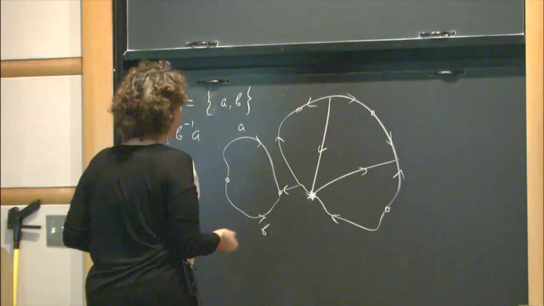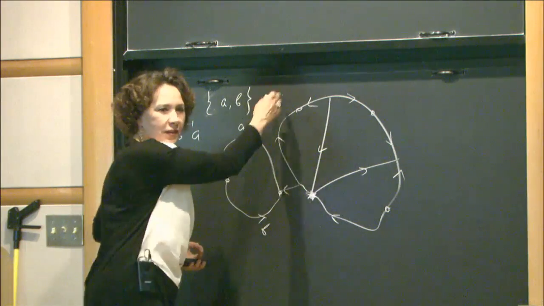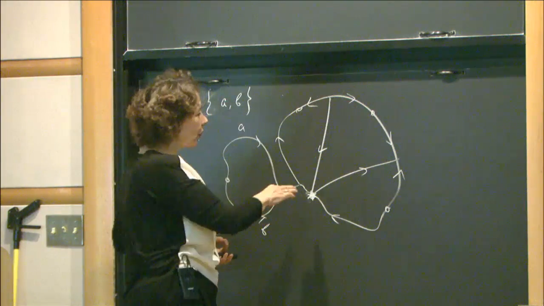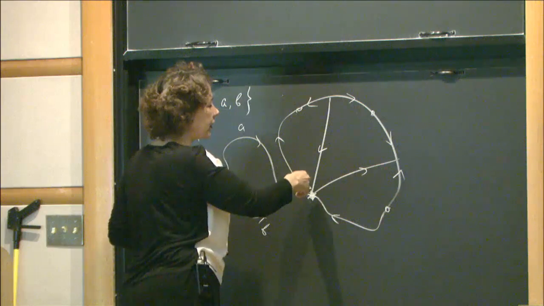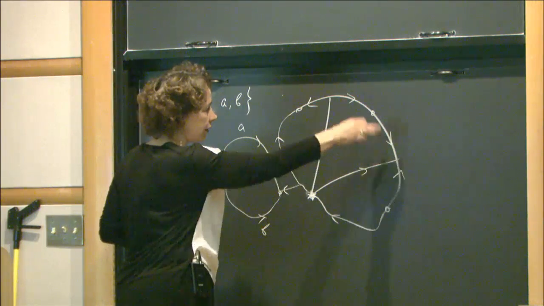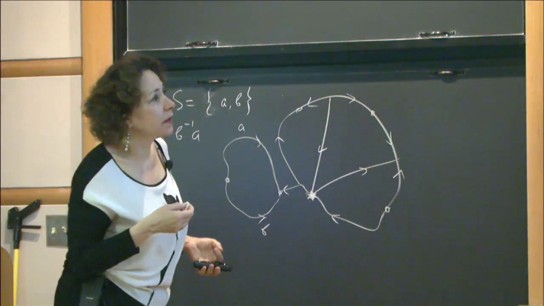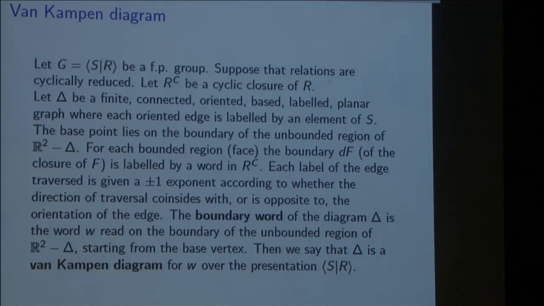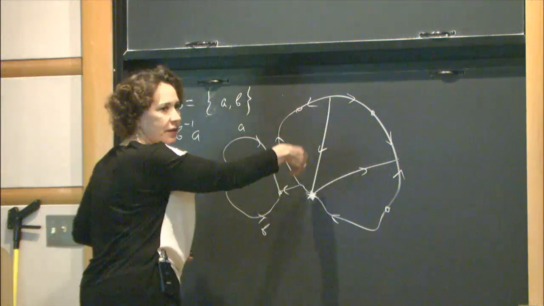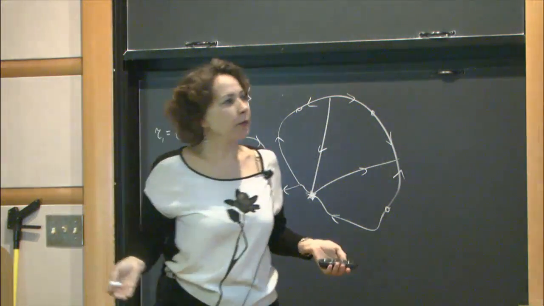We need to do something here, but whatever, I'll show you examples later. Each face is labeled by a relation. Also, usually we label faces clockwise by relations.